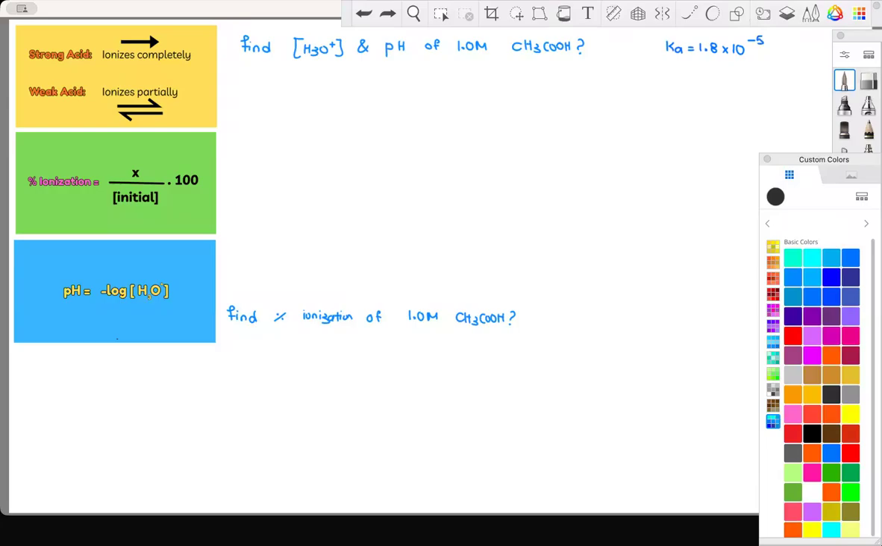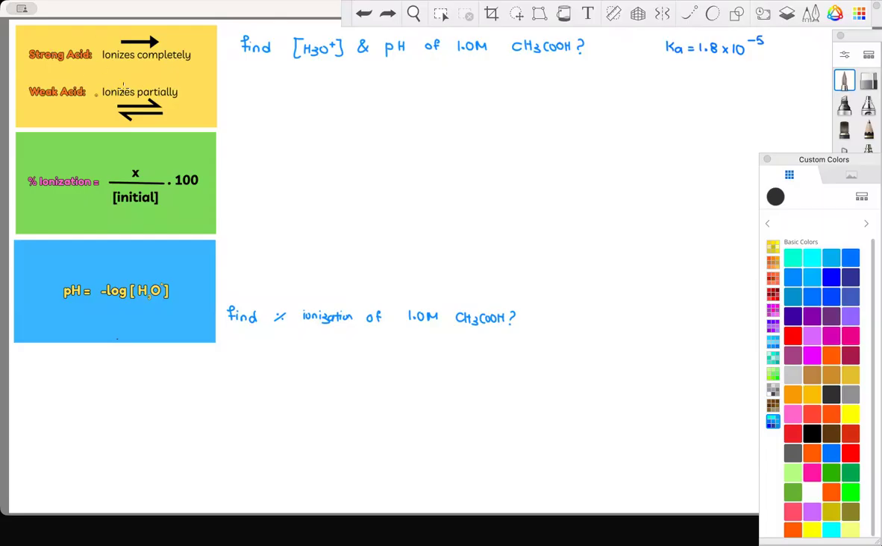Hello everyone, this video is about finding the pH or concentration of hydronium ion for a weak acid, and also how to find the percent ionization of the weak acid at the same time, when the initial concentration is given. For doing so, you have to first distinguish between a strong acid and a weak acid.